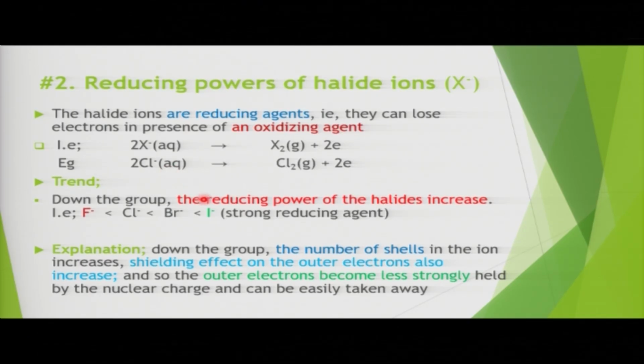So this takes us to the trend. What is the trend? Down the group, the reducing powers of the halides increases. Meaning, iodide easily loses an electron than fluoride. Let me take it a bit back.